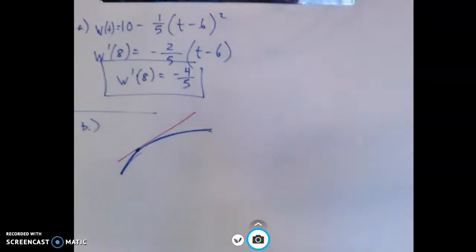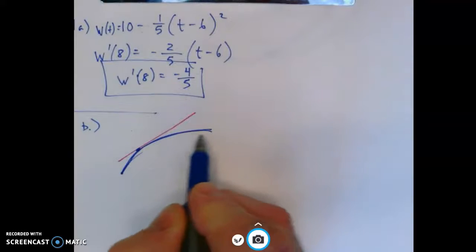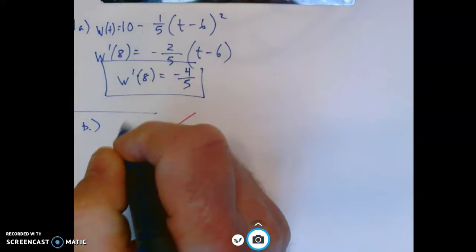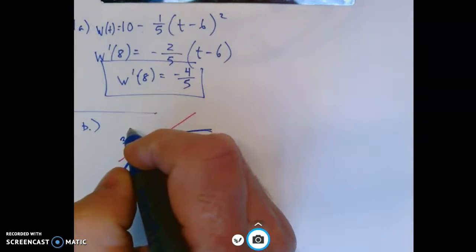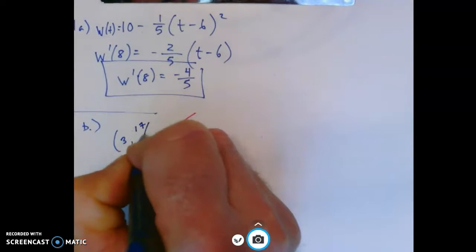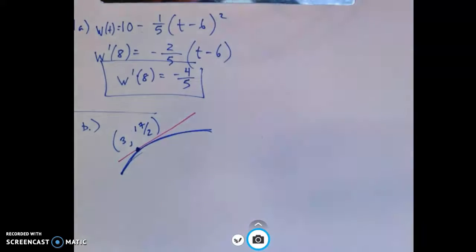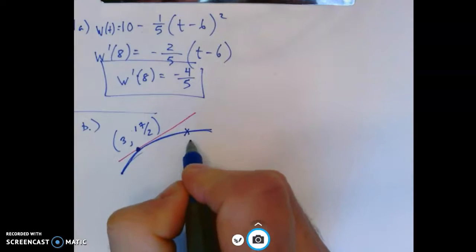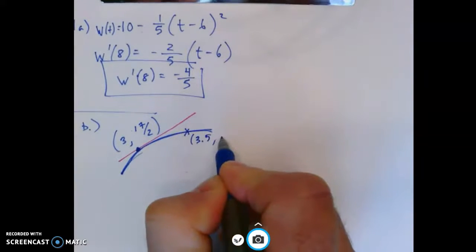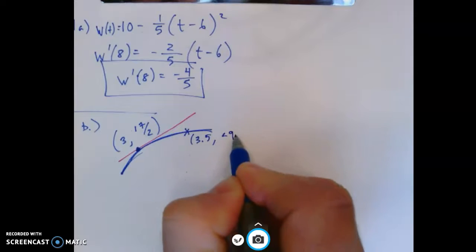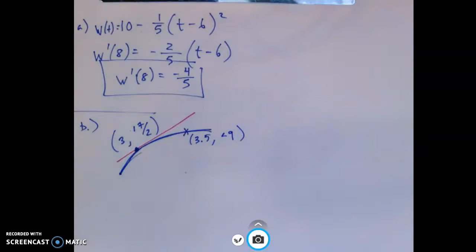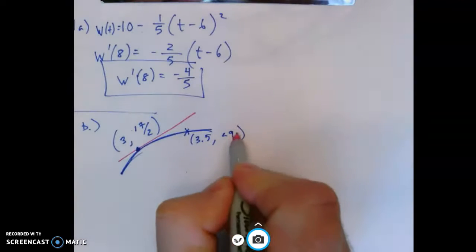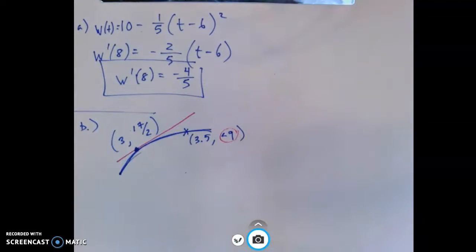Okay, so we know the graph of w is concave down from 3 to 3.5. We know this is the coordinate point 3, comma, and we already solved this to be 17/2. So we know this coordinate point exists. We need the equation of this line, and we need to show that w of 3.5 must be less than 9. All right? So we're going to use this linear approximation to show that this value right here must be less than 9. So we need the equation of the line.